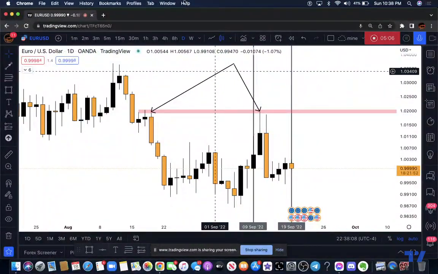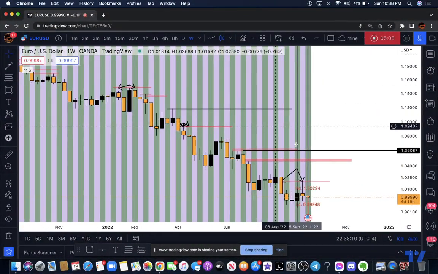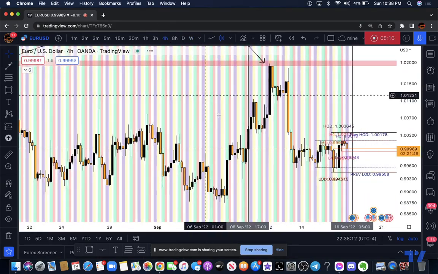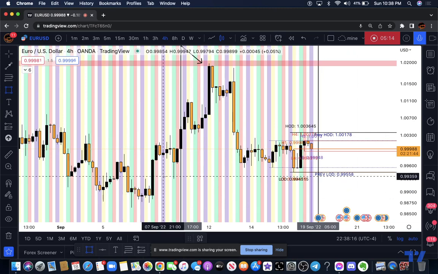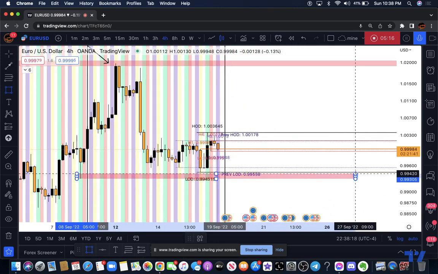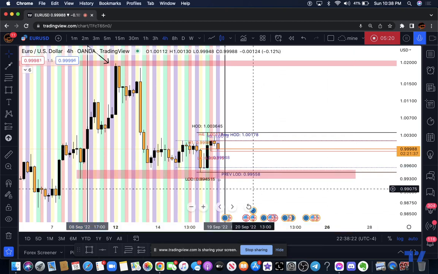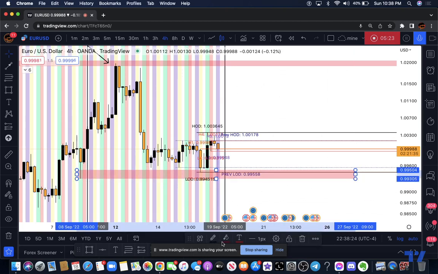Daily structure is bearish in my opinion. Weekly structure is obviously bearish. H4 market flow is bearish, looking like we're rejecting from a previous area of H4 demand right around here. So I want to see if price respects this area.